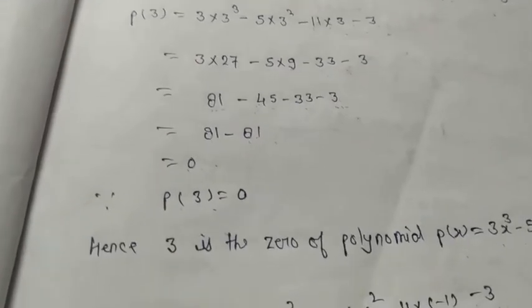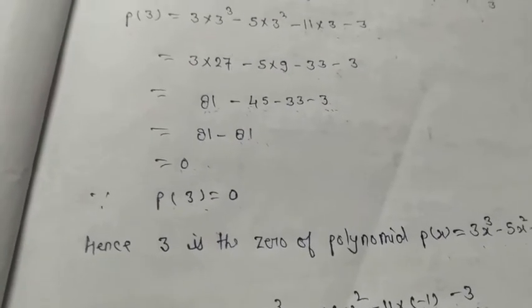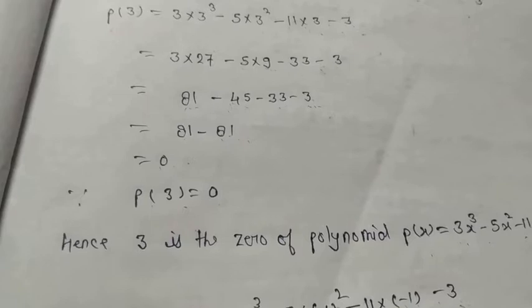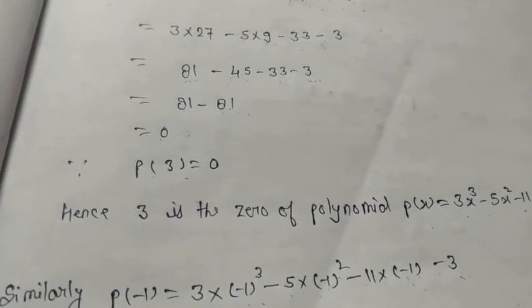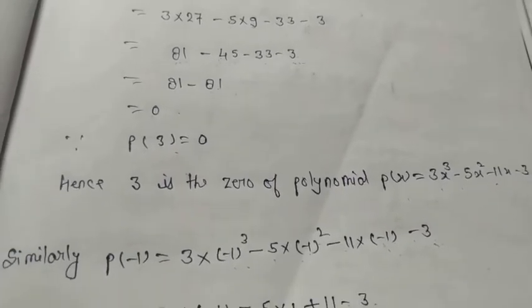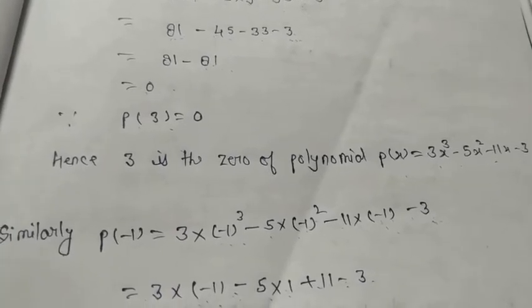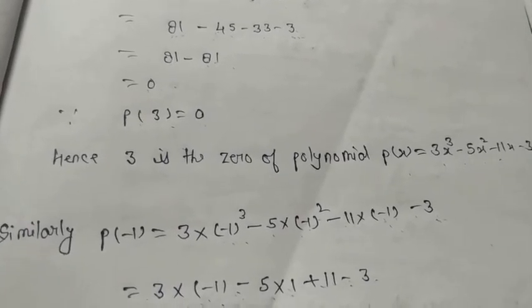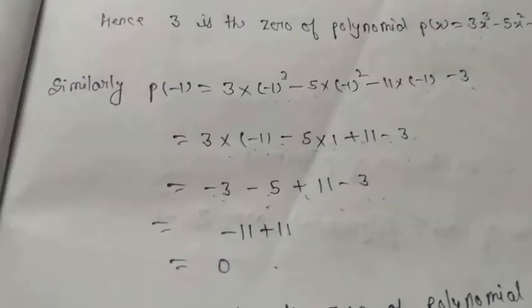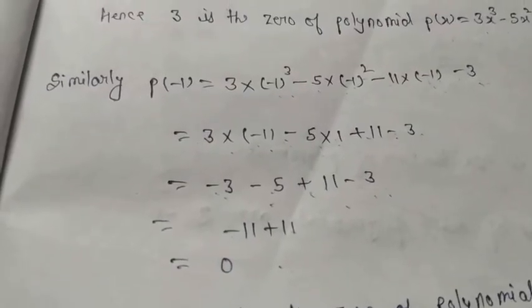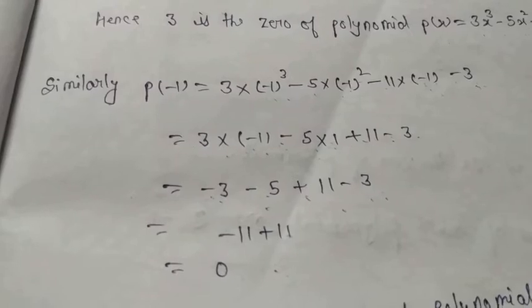Now see children, when you put the value 3 in the given polynomial, the polynomial becomes 0. So it shows that 3 is the zero of the polynomial, that is p(x) equal to 3x cube minus 5x square minus 11x minus 3. Okay, now again we have to do the same thing for minus 1 also.